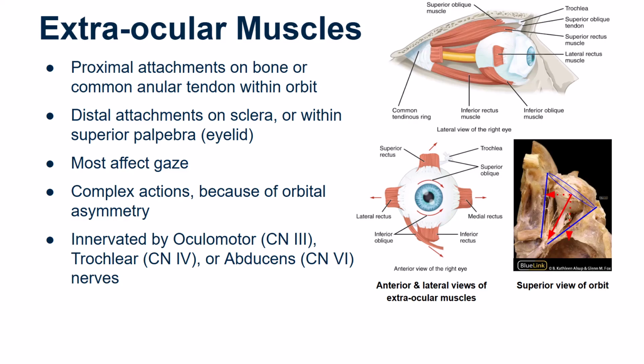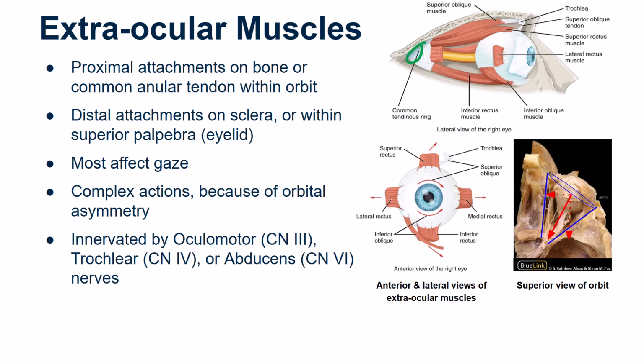Extraocular muscles are muscles of the orbit which either attach to the eye or the superior eyelid. Most of them have their proximal attachments on bone or the common annular tendon within the orbit, which is located at the posterior aspect of the orbit. The distal attachments of extraocular muscles are largely on the sclera, or in the case of the odd muscle, within the superior palpebra or superior eyelid. Any muscles which are attaching to the sclera of the eye are going to affect gaze.